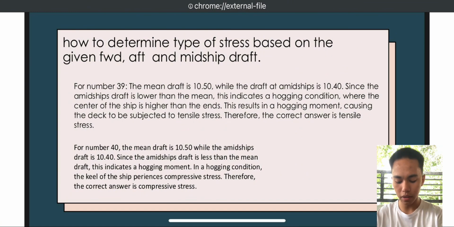For number 40, the mean draft is 10.50, while the midship draft is 10.40. Since the midship draft is less than the mean draft, this indicates a hogging moment. In a hogging condition, the keel of the ship experiences compressive stress. Therefore, the correct answer is compressive stress as for number 40.